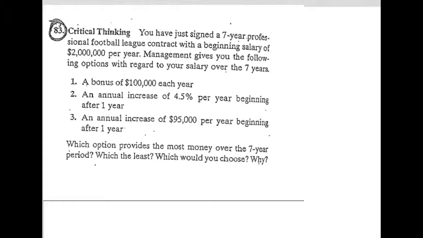Option 1, a bonus of $100,000 each year on top of your yearly salary of $2 million. Option 2, an annual increase of 4.5% per year beginning after year 1. Option 3, an annual increase of $95,000 per year beginning after year 1. Which option provides the most money over the 7-year period, which the least, and which would you choose?